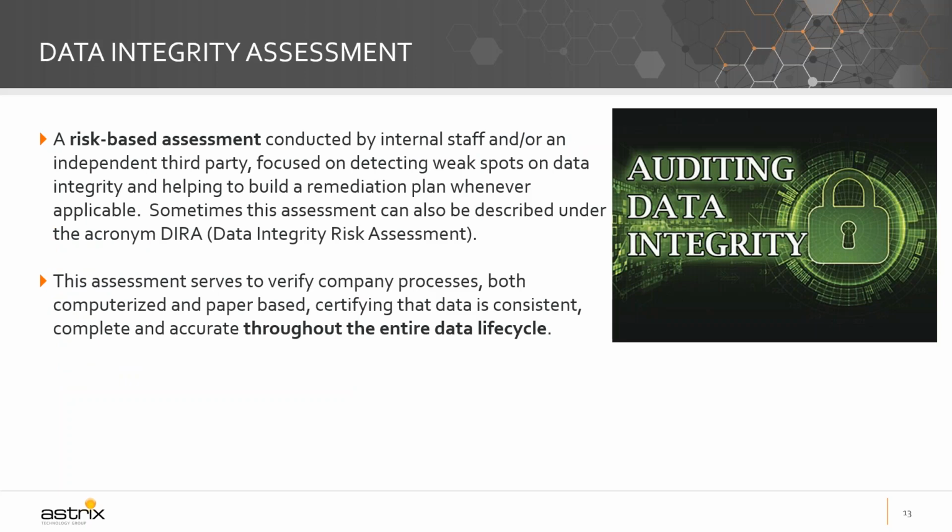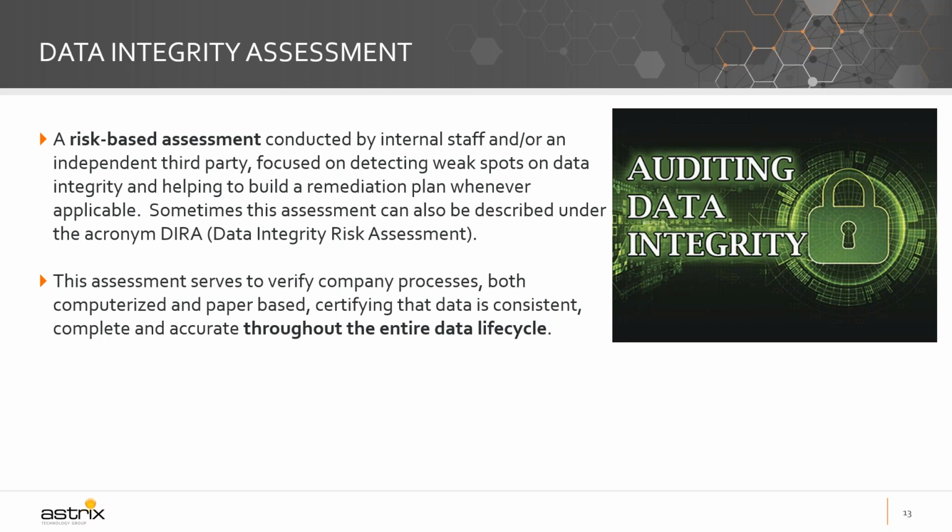You can conduct a data integrity assessment and check all those parts that I mentioned before. So what is a data integrity assessment? It is a risk-based assessment conducted by internal staff or an independent third party, such as a consultant, for example, focused on detecting weak spots in data integrity and helping to build a remediation plan from that point on. Sometimes you can see it also described under the acronym DIRA, which means data integrity risk assessment.